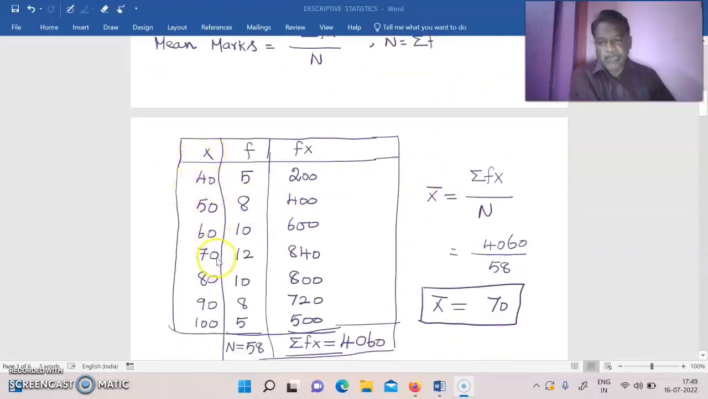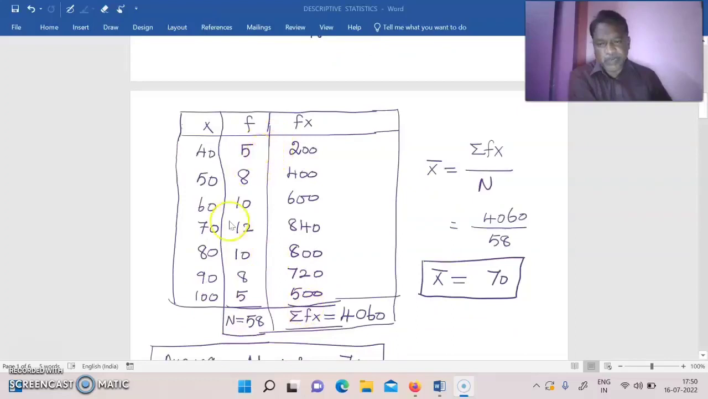The values of the variable are recorded under the column x. Generally, variables are represented by capital letters x, y, z. The frequency is represented by small f, the number of students. Then f into x: you multiply the value of x with the corresponding frequency. 40 into 5, 200; 50 into 8, 400; 60 into 10, 600; 70 into 12, 840; 80 into 10, 800; 90 into 8, 720; 100 into 5, 500.